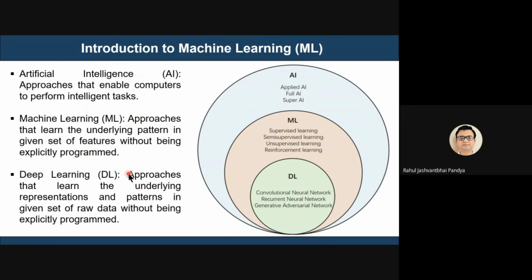Whereas deep learning approaches, it is expected to learn the underlying representations and patterns in the given set of raw data without being explicitly programmed, with the involvement of neural networks. Deep layers of neural networks will be used, such as convolutional neural network, recurrent neural network, generative adversarial network, etc. Right? So these are the three major branches which we use.